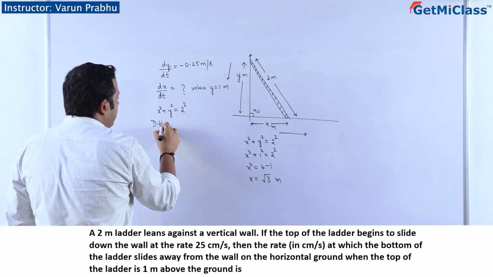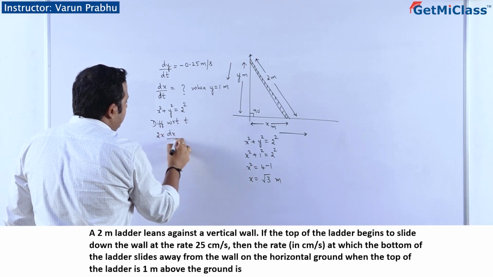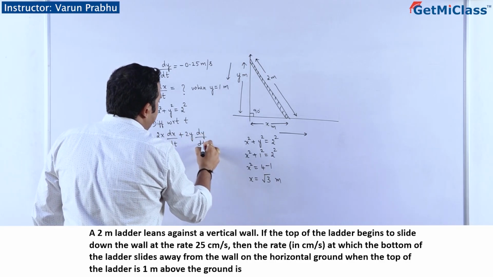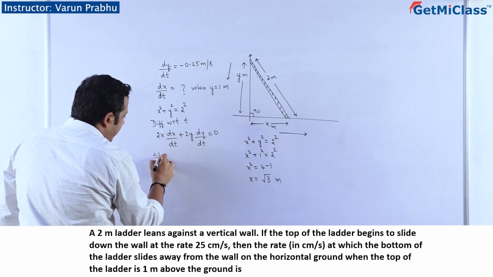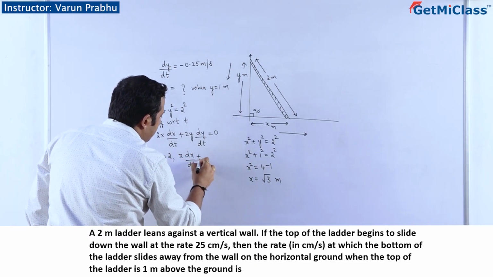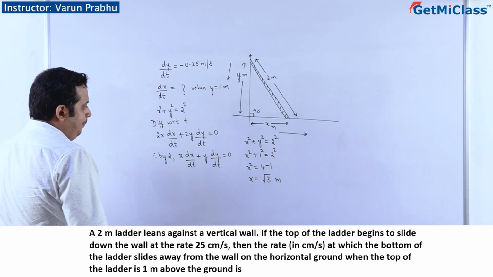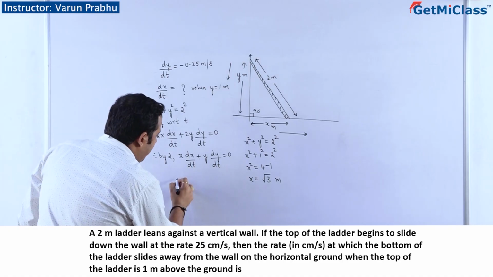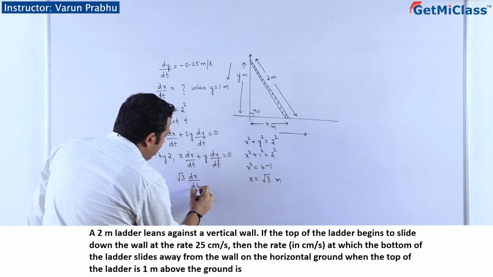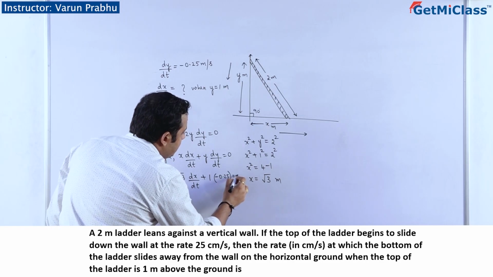So differentiate with respect to t. 2x into dx by dt plus 2y into dy divided by dt, that is equal to 0. Divide by 2, x into dx divided by dt plus y into dy divided by dt, that is equal to 0. So now x, what is the value of x? Root 3 into what is the value of dx by dt? That is the question asked. Plus y into what is the value of dy by dt? Minus 0.25. This is equal to 0.